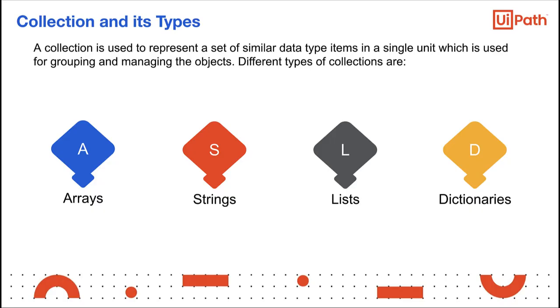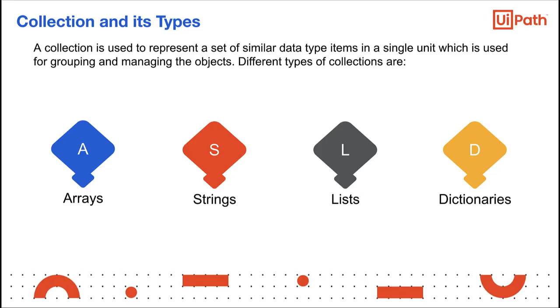A collection is used to represent a set of similar data type items in a single unit, which is used for grouping and managing the objects. It is useful in cases when the user wants to extract the data in the Excel spreadsheet and orchestrator queues. The different types of collections are arrays, strings, lists, and dictionaries.